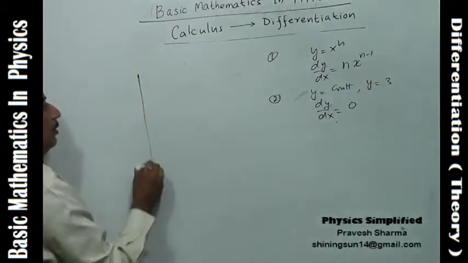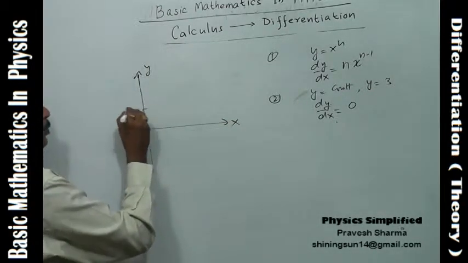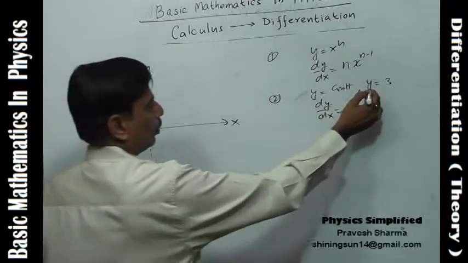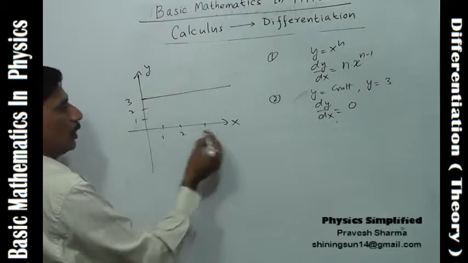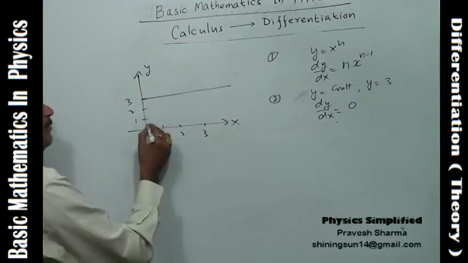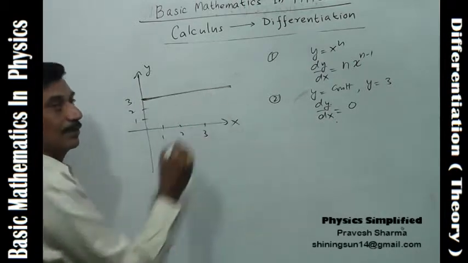Why is it going to be 0? If I take this as x, this as y, I write 1, 2, 3. It says y is equal to 3, so it is going to be like this. Whatever value you change of x, there will not be any change in the value of y. So this is a straight line.